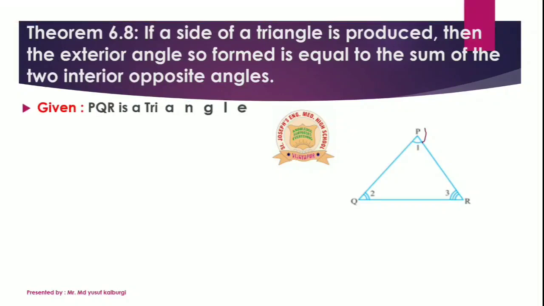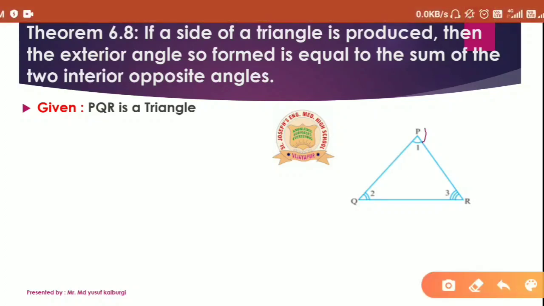Let us assume that PQR is a triangle. We have taken it. So we need to prove that angle 1, we are not going to take it here, say angle 4. Now which is angle 4 here? This will become angle 4, which is at the exterior. This should be equal to angle 2 plus angle 3.